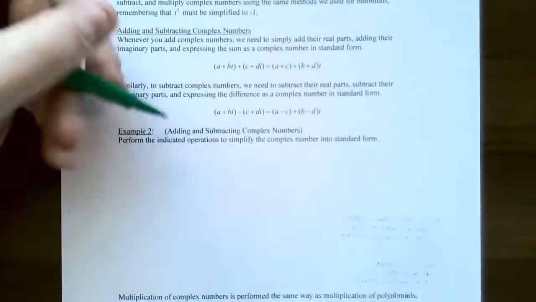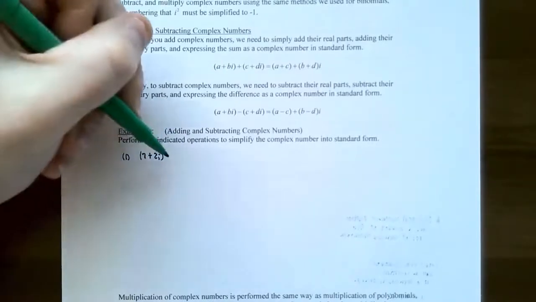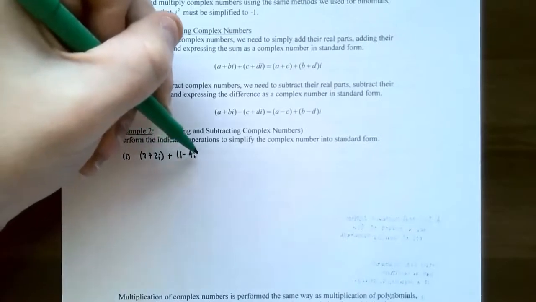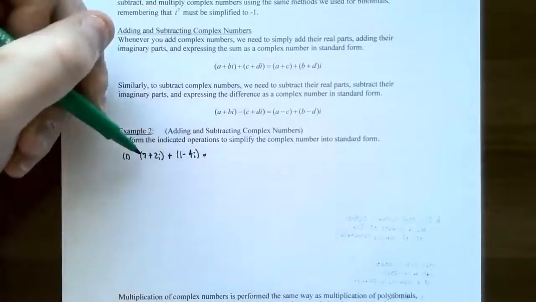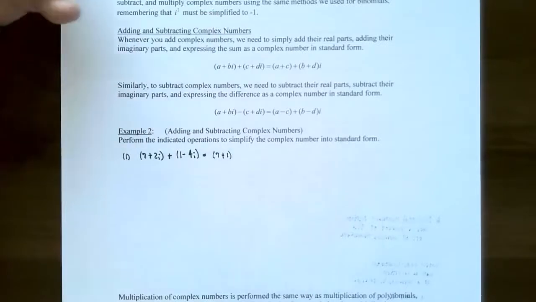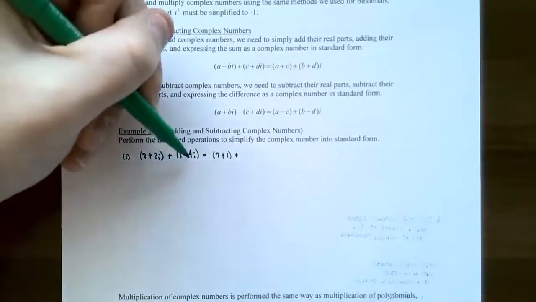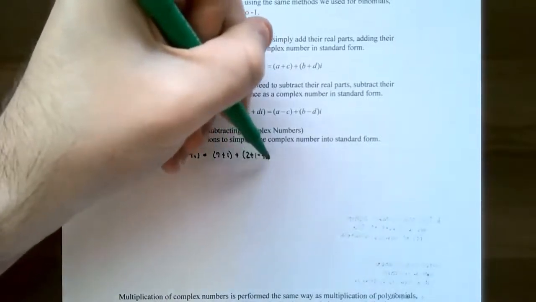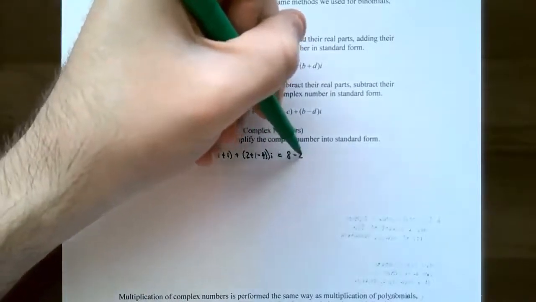So number 1, 7 plus 2i is one complex number. Add it to the complex number 1 minus 4i. So to do this, add the real parts together, 7 plus 1. Those do not involve i, so add those together. Plus, you add the imaginary numbers together now. 2i minus 4i, so 2 plus negative 4, and that's the i term. So this becomes 8 minus 2i.